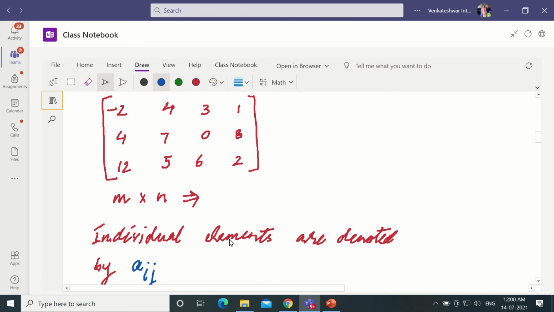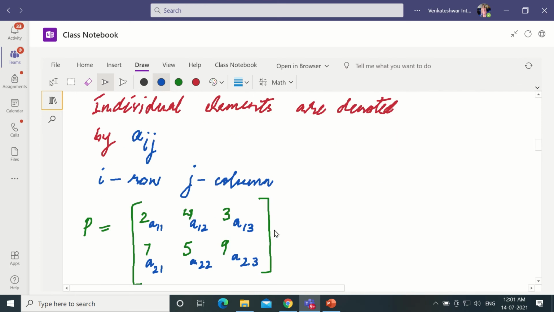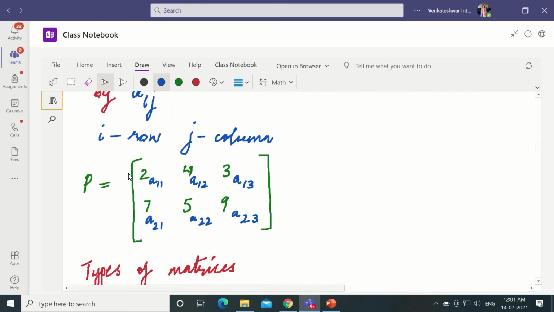Individual elements are also denoted by a_ij, where i stands for row and j stands for column. How it is portrayed? You can see this here. I can take any capital letter and denote it as the matrix. So this is the matrix P, which is denoted by these numbers, and the elements are denoted as a11, that is the first element in the first row and the first column. a12, this is again first row and second column. a13, so first row and third column.